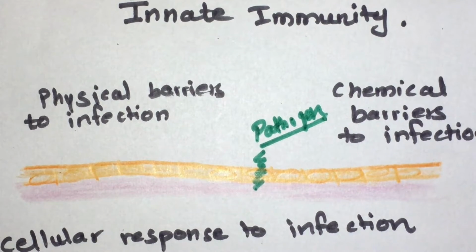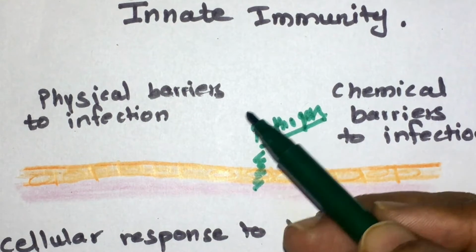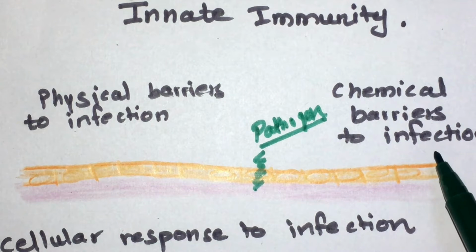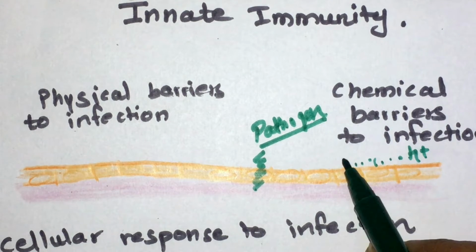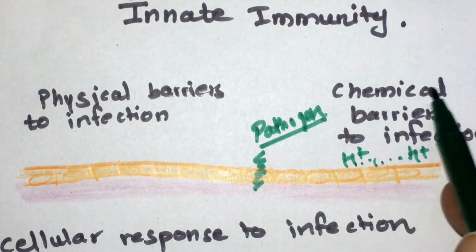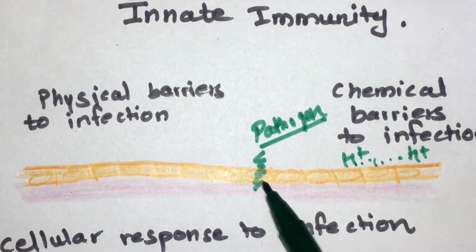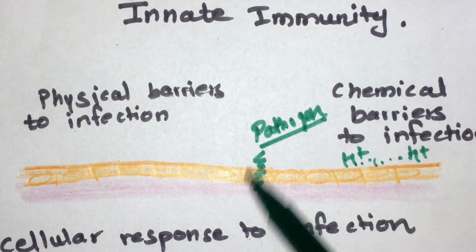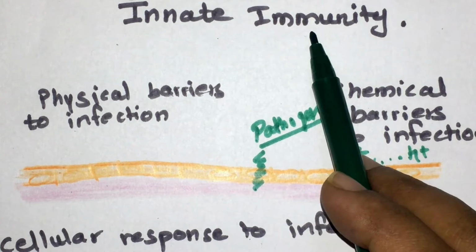So what are the physical barriers? In physical barriers, there are epithelial layers of skin, and the mucosal and glandular tissues. In chemical barriers, the acidic pH and antimicrobial proteins and peptides that are present on the skin act as barriers. So for any pathogen to enter into the body, it first has to go through this physical barrier and chemical barrier. These are the first defense of the human body, so this is called innate immunity.